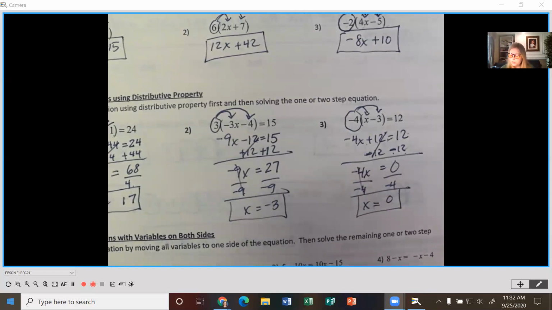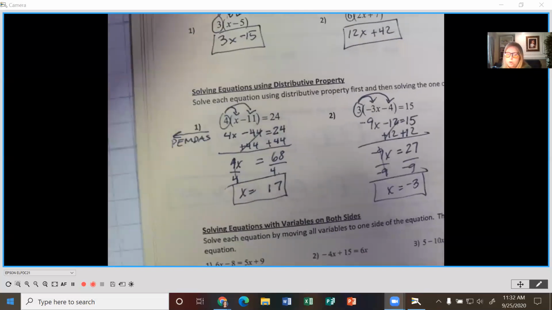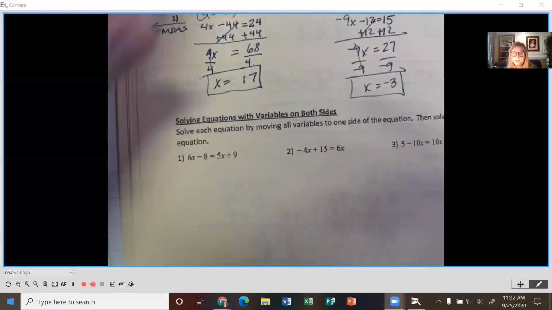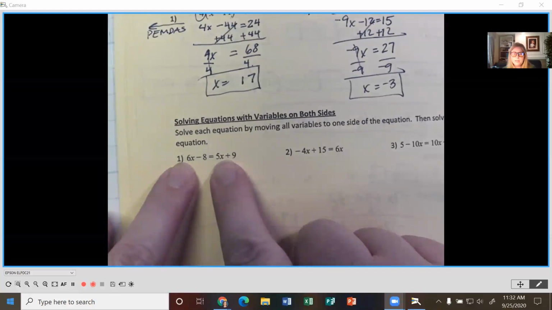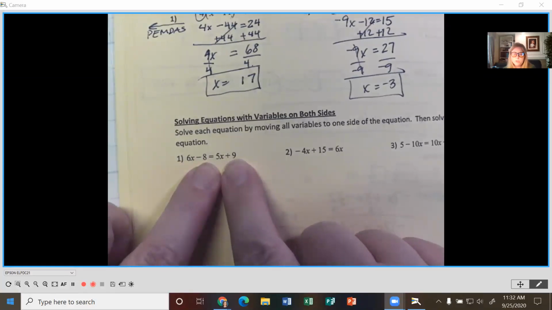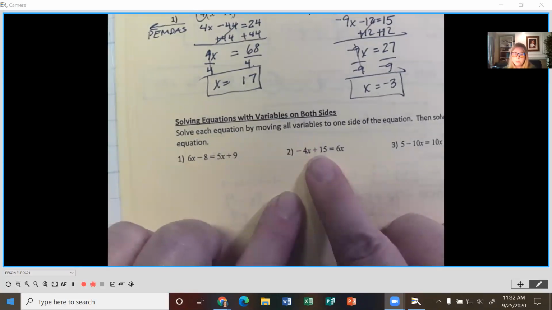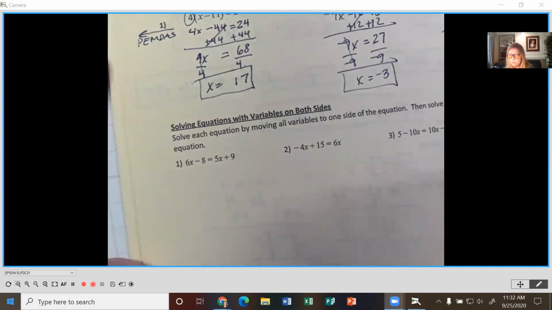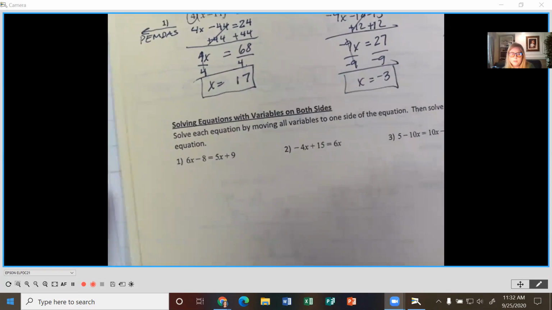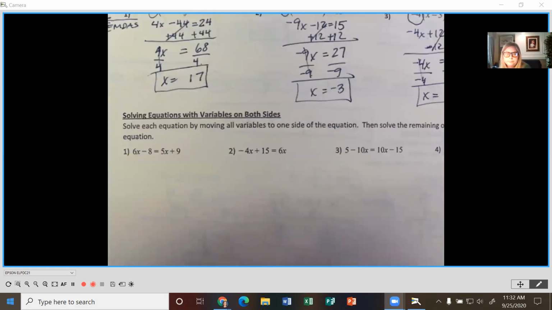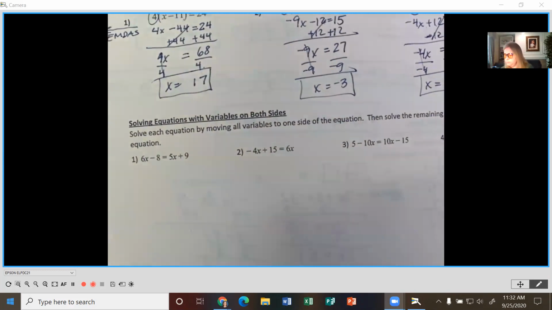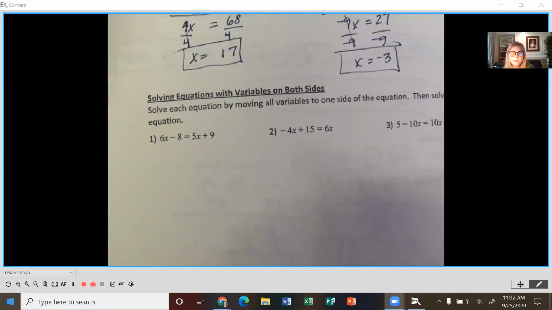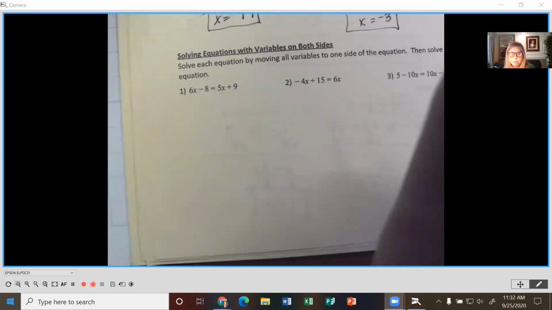Okay, solving equations with variables on both sides. So now we need to simplify, and then we also need to combine like terms across the equal sign. So we have x's on both sides, and we actually have numbers on both sides, or we have x's on both sides and numbers on one side. So let's see if I can straighten out this paper a little bit better. Okay, so we have 6x minus 8 equals 5x plus 9.